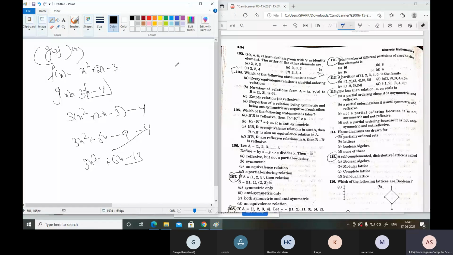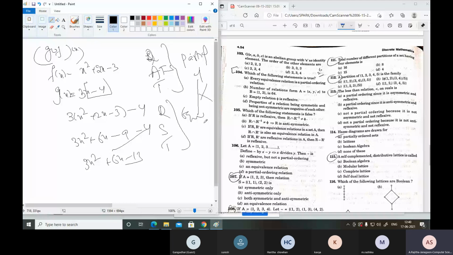So in an equivalence relation, we have the reflexive property, symmetric property and transitive property. Then this is what a partial order is. If it is reflexive, symmetric and transitive, then it is an equivalence. So every equivalence relation is not a partial order. This is false. And the empty relation phi is reflexive, not. And the properties of a relation being symmetric and being antisymmetric are not negatives of each other. So which of the following statements is true?